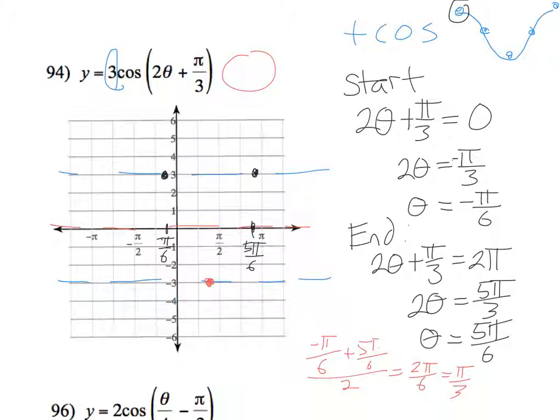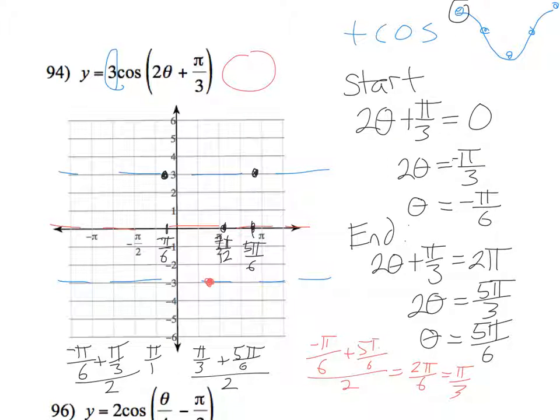I'm going to do the same thing. So I'm looking for a point between pi over 3 and 5 pi over 6. I'll do the average again. So that'd be 2 pi over 6 plus 5 pi over 6. Oh, man. It's going to be like 7 pi over 12. 7 pi over 12. And the same thing down below. So negative pi over 6 plus, this one was pi over 3, divided by 2. And that would be pi over 12.